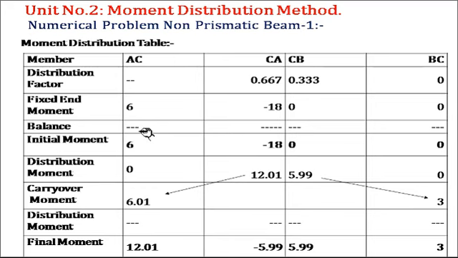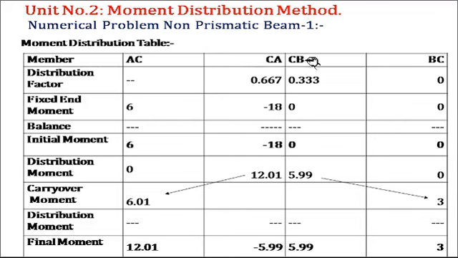Now here, as support A and support B are fixed, there will be no correction or balance. So the initial moment will have the same value as the final moment, because the correction is 0. Okay. So the initial moment in AC is 6, whereas in CA it is minus 18. In CB and BC it is 0.